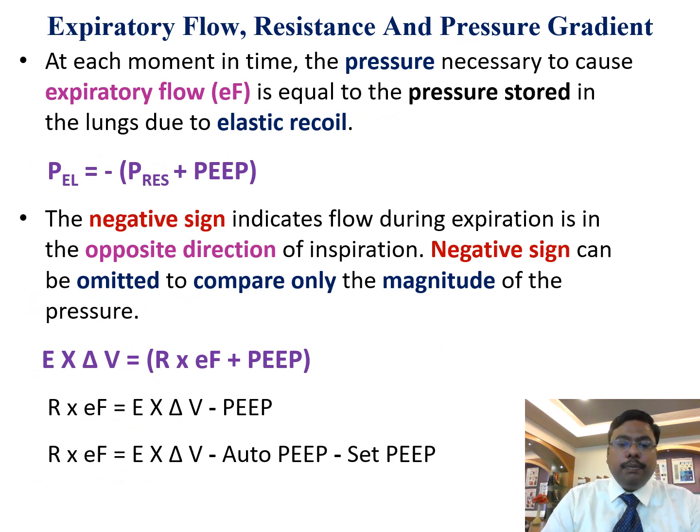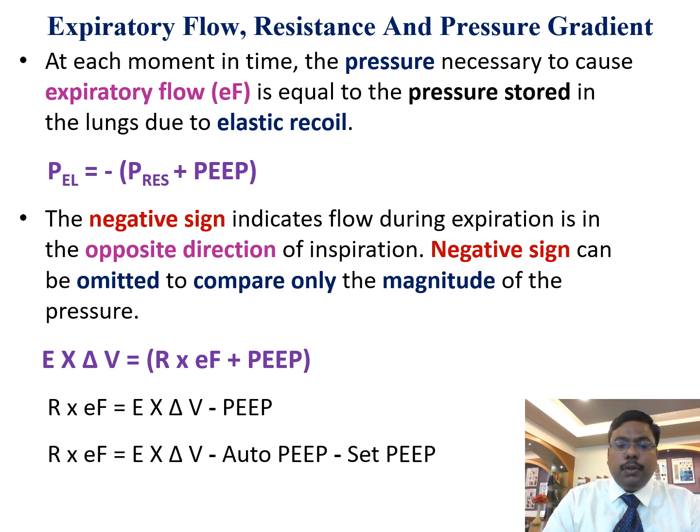At each moment in time, the pressure necessary to cause expiratory flow is equal to the pressure stored in the lungs due to elastic recoil. So the negative sign indicates flow during expiration is in the opposite direction. The negative sign can be omitted to compare only the magnitude of the pressure. So if you substitute, we'll be getting the answer: elastance into delta V is equal to resistance into expiratory flow plus PEEP.